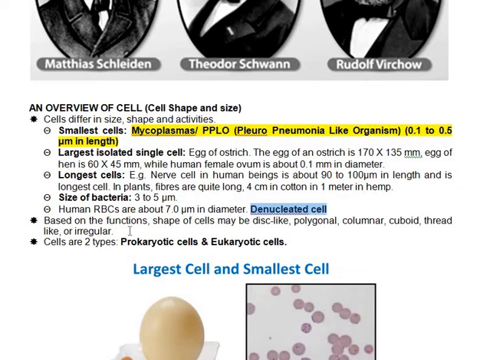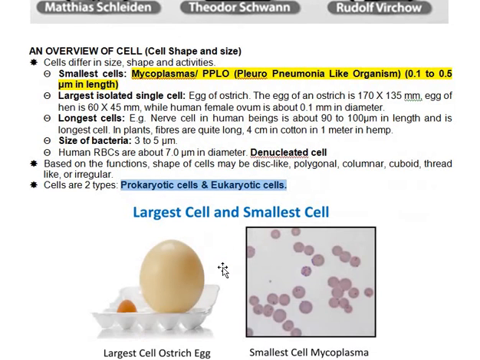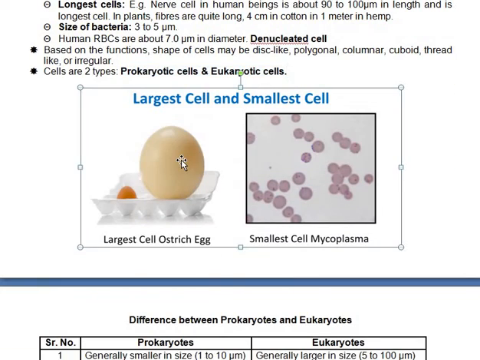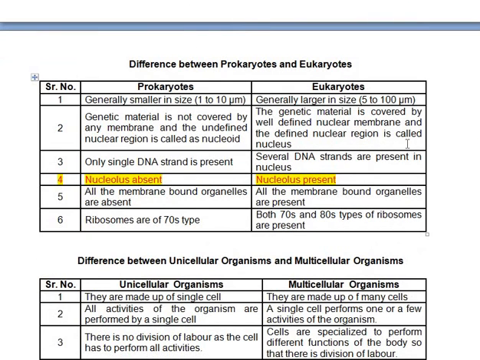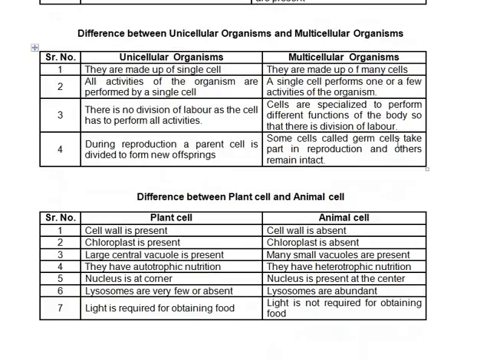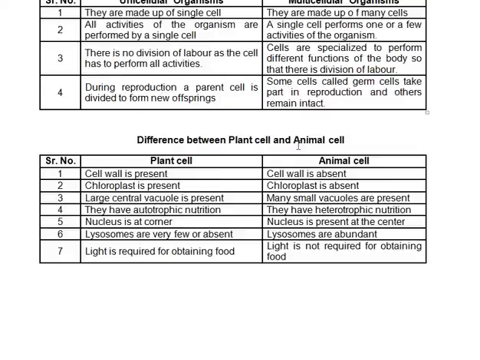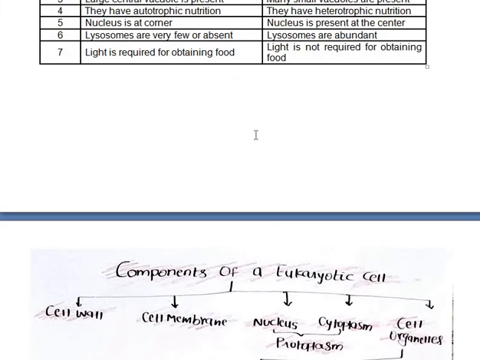And you know that on the basis of nucleus there are two types of organisms, that is prokaryotes and eukaryotes. Prokaryotes have no well-defined nucleus, eukaryotes have a well-defined nucleus. And here the largest cell is the ostrich egg, and the smallest known cell is the mycoplasma, which you can see only under the electron microscope. So we have already discussed the difference between prokaryotes and eukaryotes, unicellular and multicellular organisms, plant cell and animal cell.